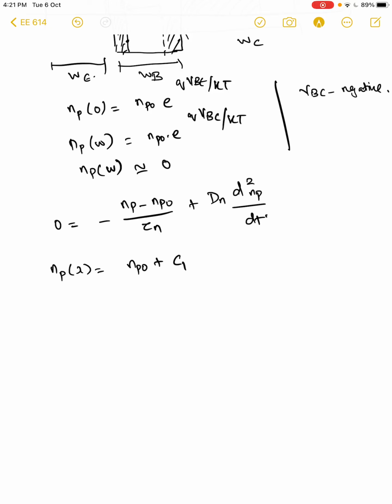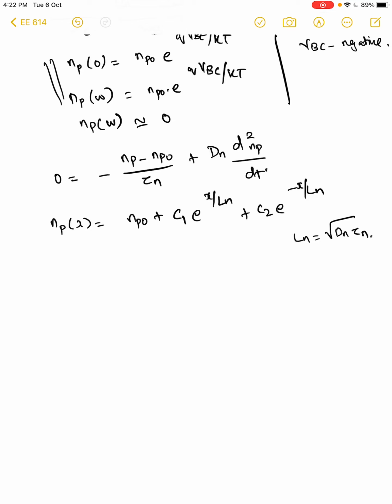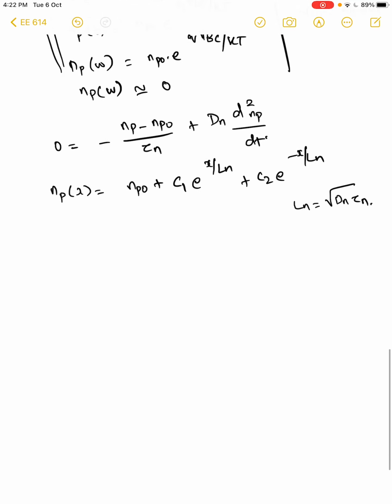Plus you have two constants, c1 e^(x/Ln) plus c2 e^(-x/Ln), and Ln being the diffusion length, and we know this Ln to be equal to root of Dn tau. So this is something that we have previously seen, right? And we can solve this equation with these two boundary conditions that we just now defined, and we can find the actual values of constants c1 and c2.